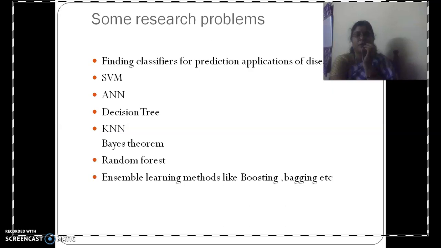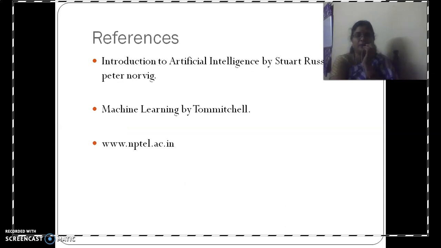Some of the research problems here for prediction applications are given here: support vector machines, artificial neural networks, decision tree, k-nearest neighbor algorithm, Bayes theorem, random forest, ensemble learning, and bagging, boosting, and random forest. Like that, various stacking and various kinds of ensemble learning methods are also introduced. All these things can be taken from these kinds of references.